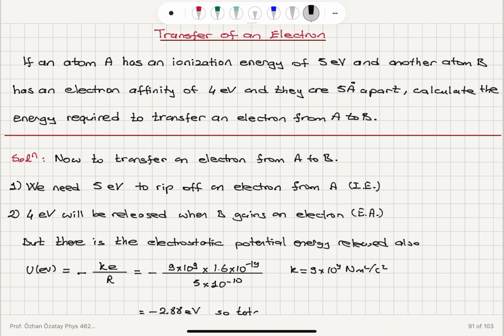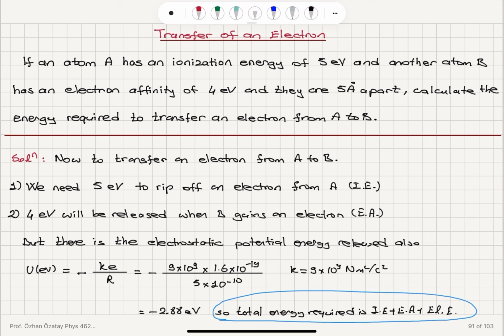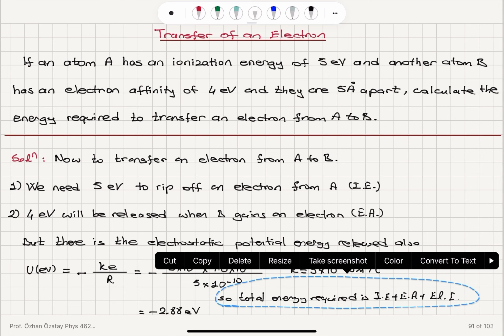So the total energy required in order to perform this charge transfer is the ionization energy plus the electron affinity plus the electrostatic energy that we need. The ionization energy is supplied to atom A. So let me take this upstairs here.